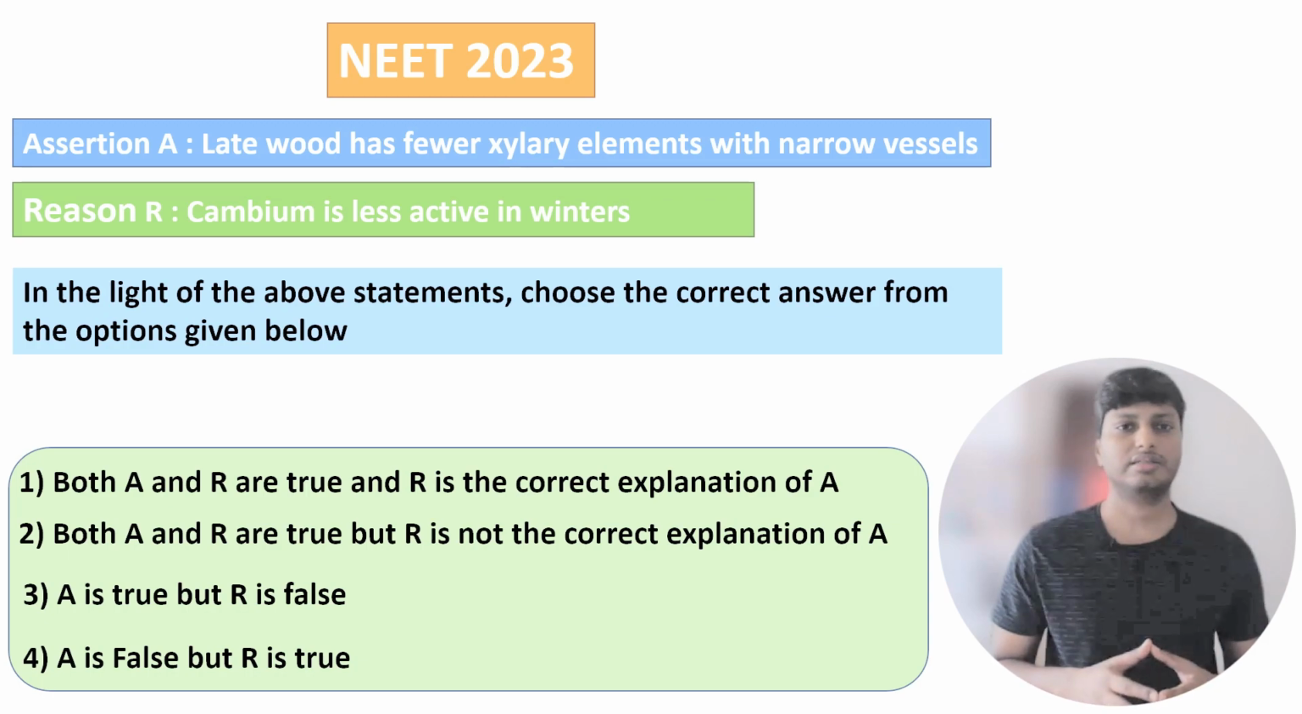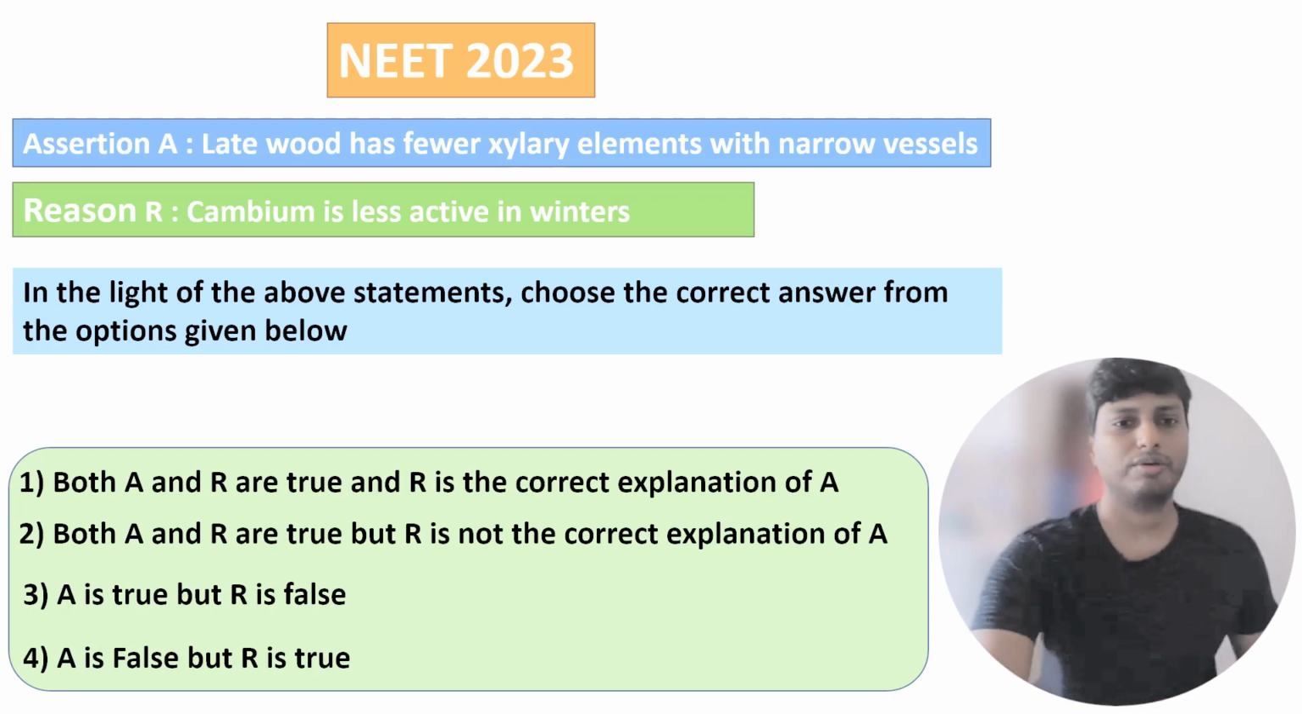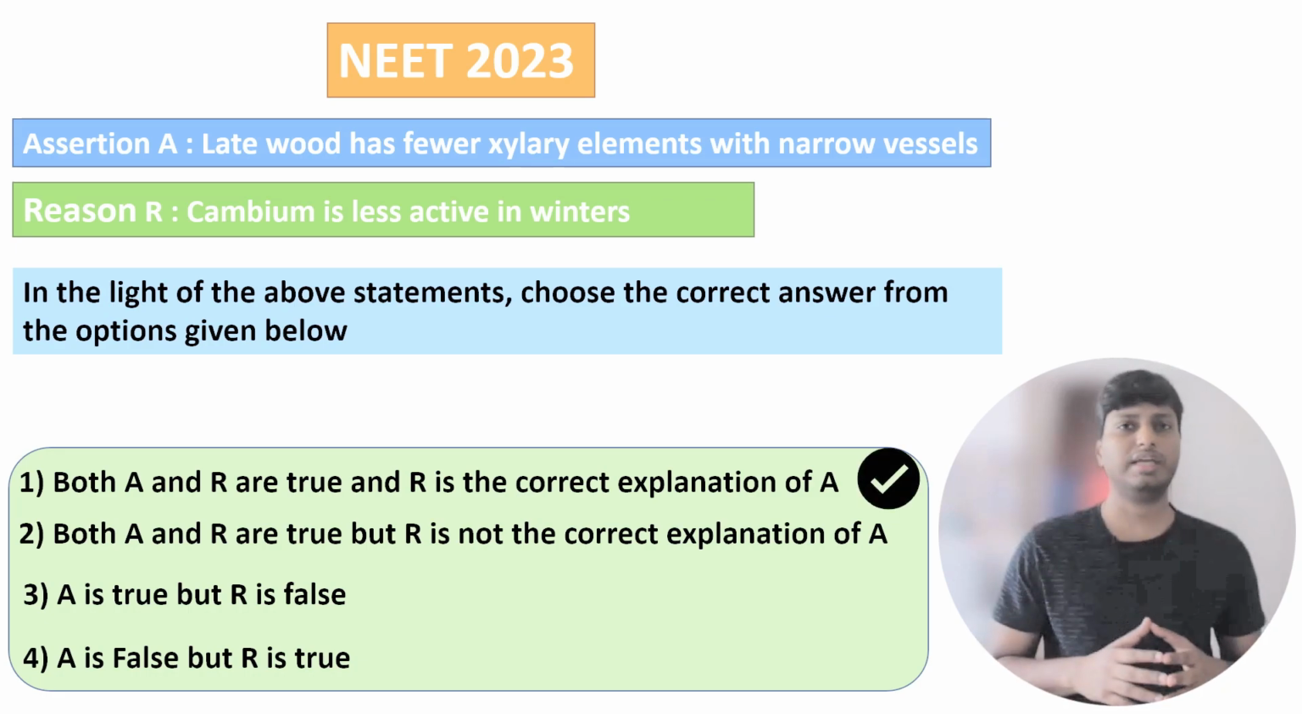Second, the reason, that is cambium is less active in winters. Just now we said that yes, the xylem vessels are less active in winters because there is less transpiration during the winter time, so less water is flowing. So dear students, again the reason is also right for this particular question. So based on this we can say that both assertion and reason are right, and reason R is supporting assertion A. So the correct option for this question is option number 1, that is both A and R are true, and R is the correct explanation of A.